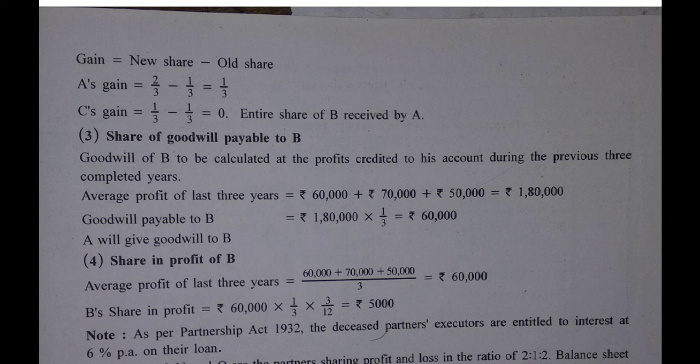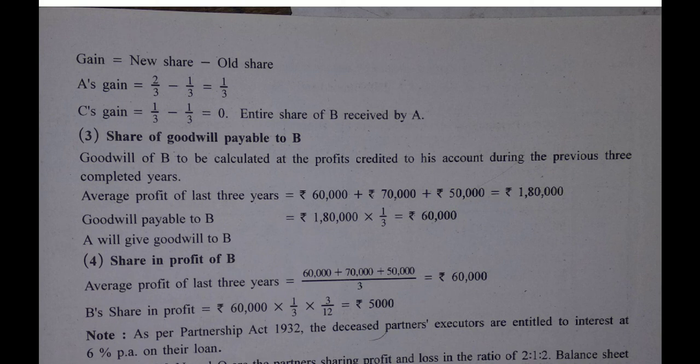In the previous sums, the value of goodwill given in the adjustment was readily given always. Here we have to obtain it on the basis of last 3 years' profit. So we have obtained it, it is 1,80,000. Now the share of goodwill of B. How do you obtain that? Of course, it's not a new thing. We are doing this in each and every sum. So 1,80,000 into 1 by 3 gives you 60,000.